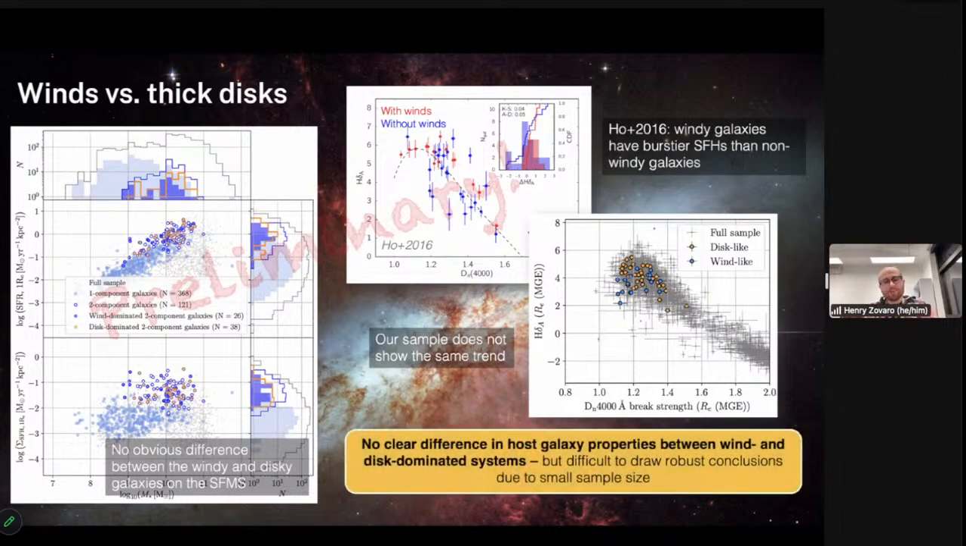And so again, there appears to be no clear difference in host galaxy properties between the wind and the disk-dominated systems, but this is still a work in progress and it's difficult to draw robust conclusions due to the sample size.